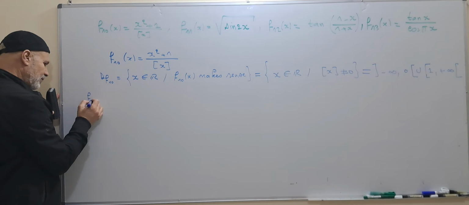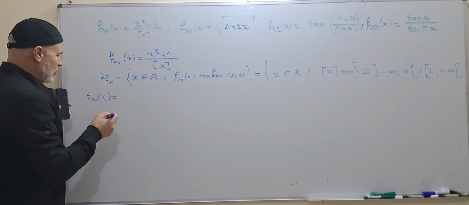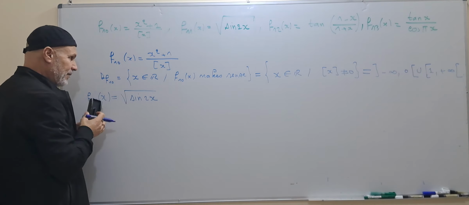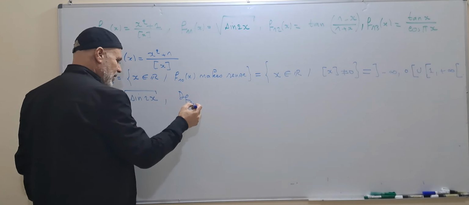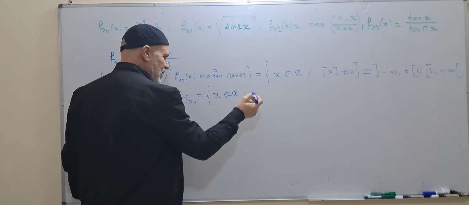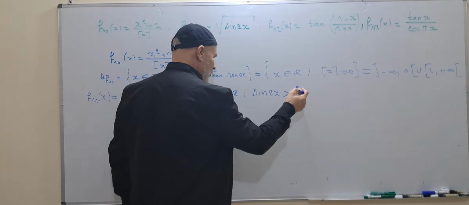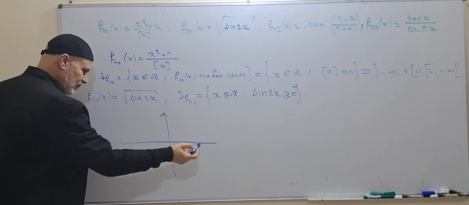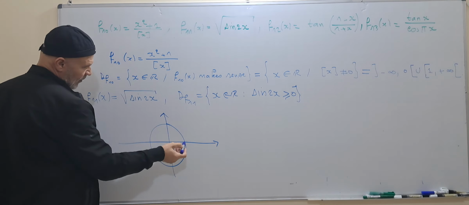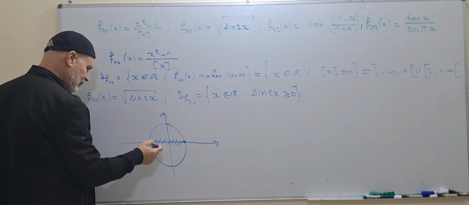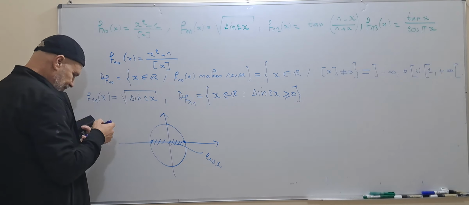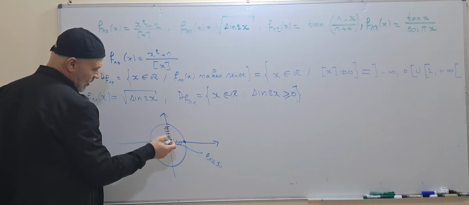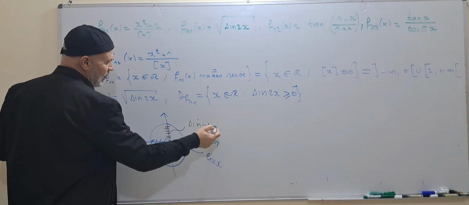F11 is equal to the square root of sine 2x. The domain of definition of this function is D F11, equal to x from R such that sine 2x is greater than or equal to 0. We know that on the trigonometric circle, this is cosine, and this is sine x, positive or equal to 0.